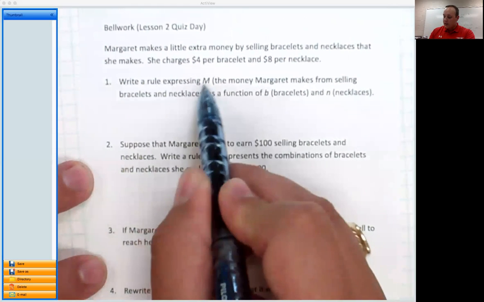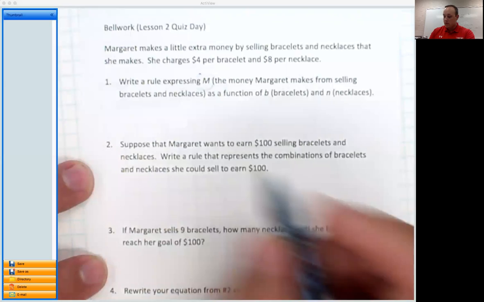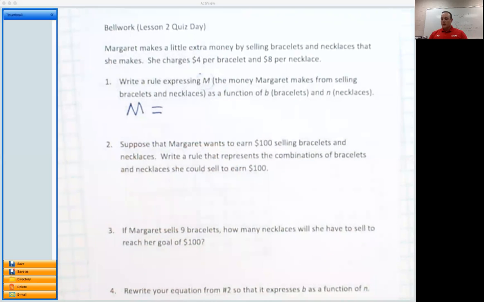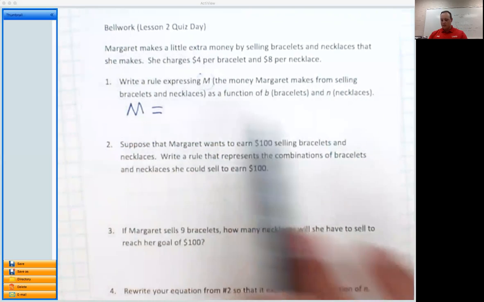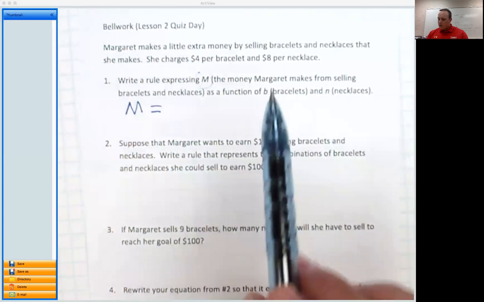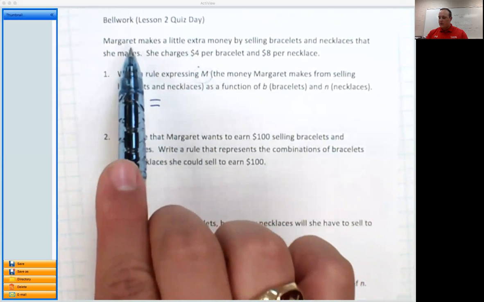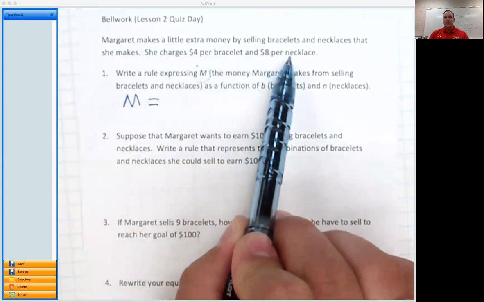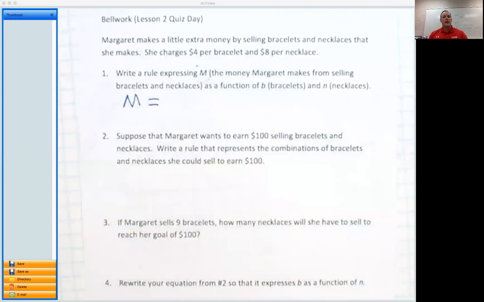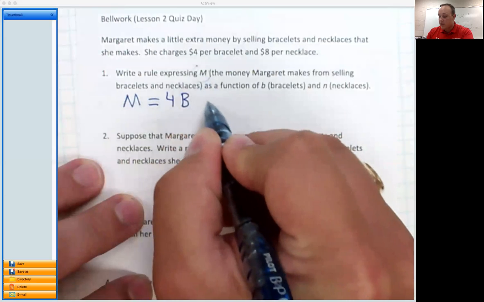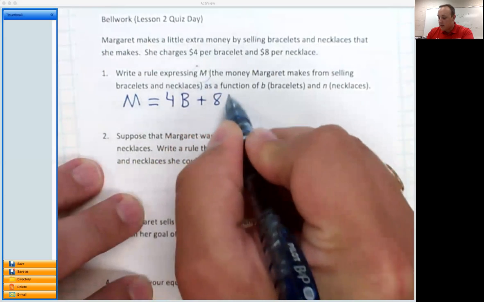All right, write a rule expressing M, the money. So that should tell you you're going to have M equals. That Margaret makes from selling bracelets and necklaces as a function of B and N. Okay, so we know money. We know about how much money she makes. She makes a little extra money by selling bracelets and necklaces that she makes. She charges $4 a bracelet and $8 a necklace. How could I represent that in terms of an equation? I just put 4b plus 8n equals m. Good. 4 times the number of bracelets plus 8 times the number of necklaces equals your money.